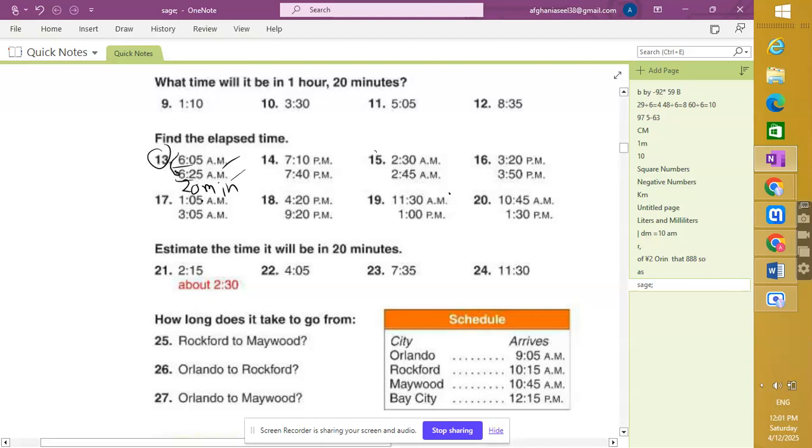Since it is the same hour, guys, we have to count how many minutes we have from 6:05 to 6:25, and the answer is 20. And notice that the number of minutes that you got, which is 20, is the same as the difference between 25 and 5. So how do I get from 5 to 25? I need another 5 minutes, another 5 minutes, another 5 minutes. In order to get to 25, I need 20 minutes.